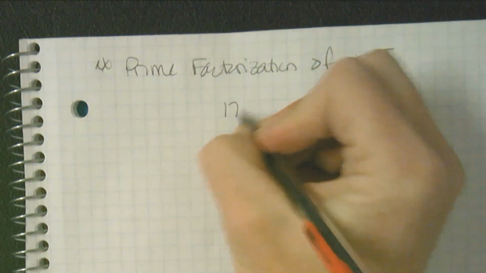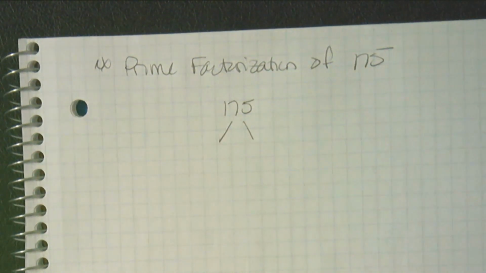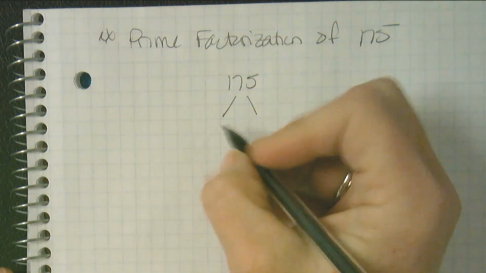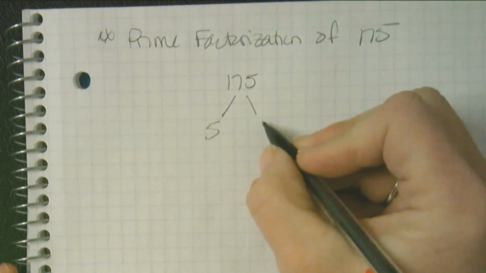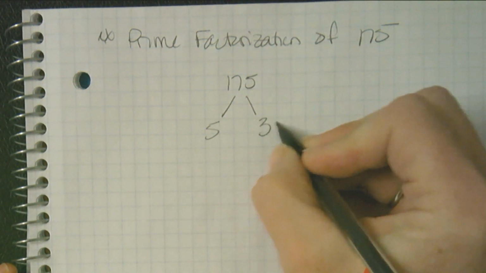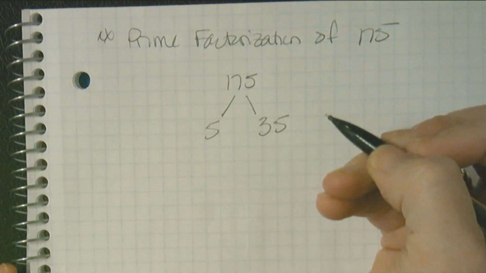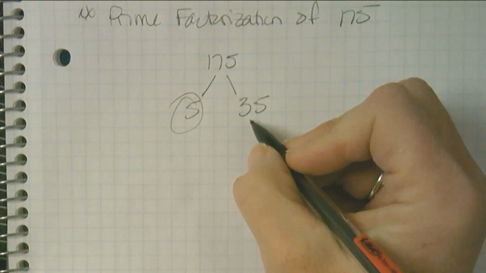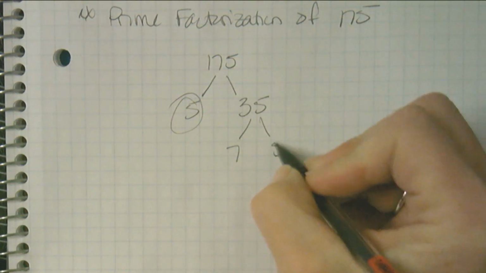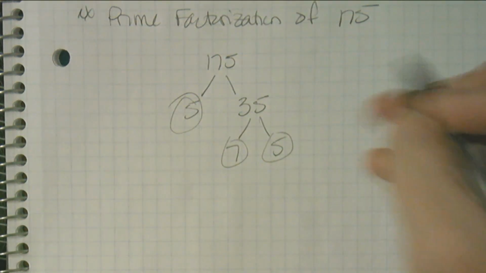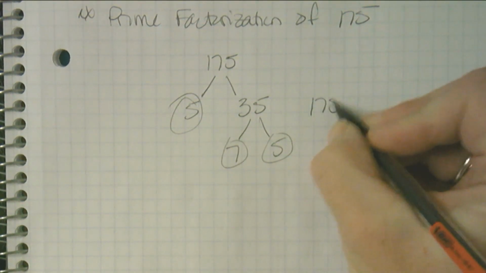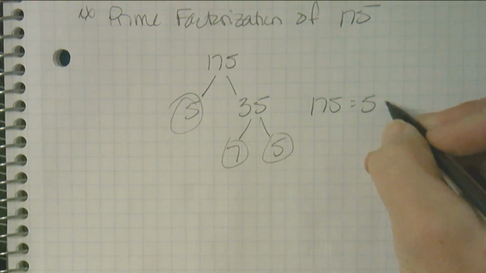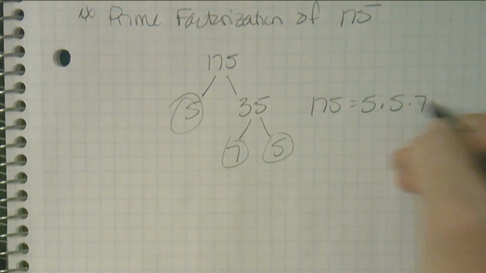All right, somebody start this for me. Go ahead, Valentina. 5 times 35. Excellent. Are either one of those prime? All right, I'm going to circle 5. Go ahead. Those are both prime, right? So what's my prime factorization? Excellent. Who did it differently?